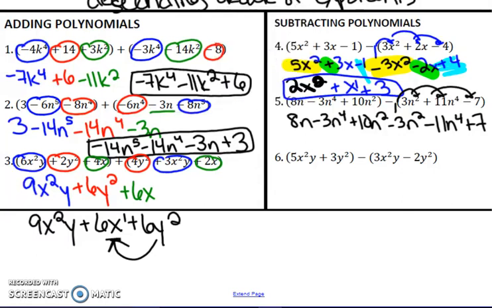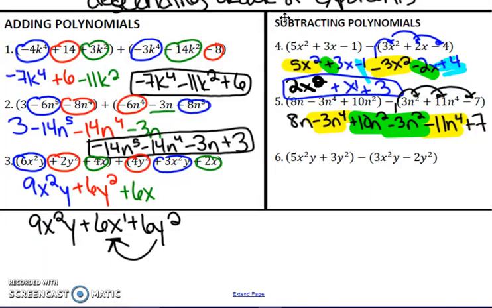So now again, I'm going to use my highlighter. 8n has nothing to combine with, so we don't have to highlight that. I have -3n to the 4th, and I have -11n to the 4th. If I look, now I have positive 10n squared and a -3n squared that are going to combine. And then I have my constant at the end, which doesn't combine.